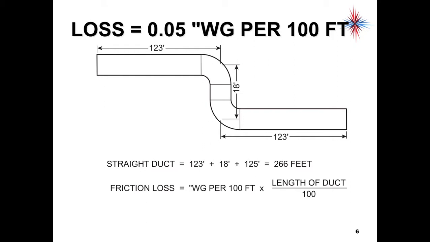So let's fill in our numbers. Friction loss in this case is 0.015, because I'm closest to 300 feet. That's where my 0.015 comes from because I said it was 0.05 per 100. So length of duct divided by 100 is 2.66. So take my 0.015 times 2.66, and my friction loss for this duct system is 0.04 inches of water gauge.